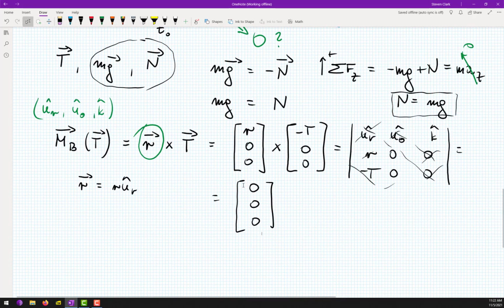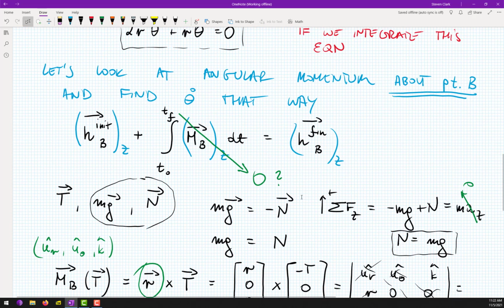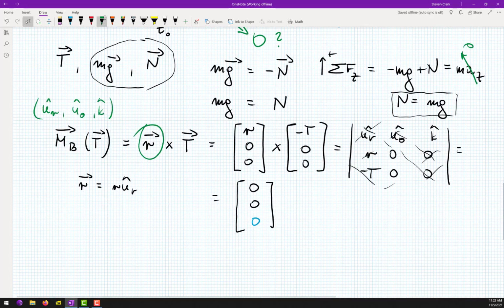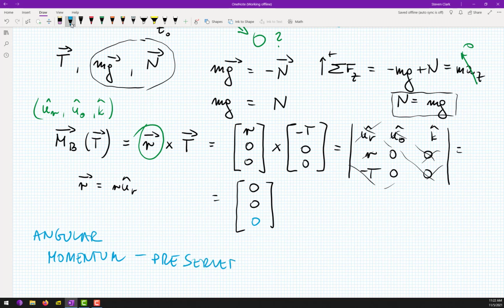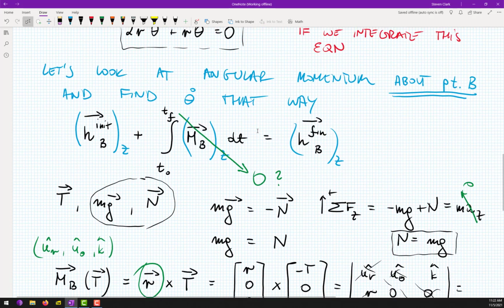But in particular, we care only about the Z component. So you can clearly see that this can be eliminated, and we can see that angular momentum is preserved about point B. Okay, so I'm going to use this equation.